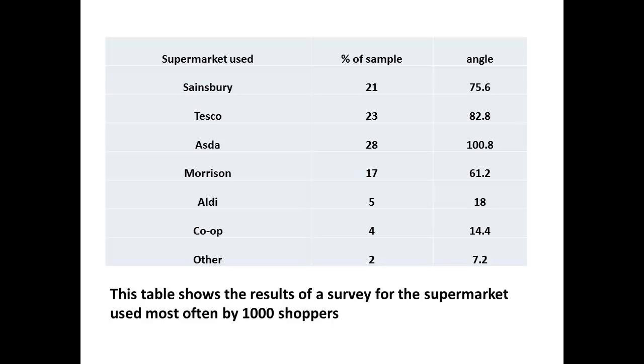Let us look at another set of data, this time the number of people who use different supermarkets. In these results, the sample size is given as 1,000 shoppers, and the results are expressed in terms of a percentage. The results can also be expressed in degrees for constructing a pie chart.